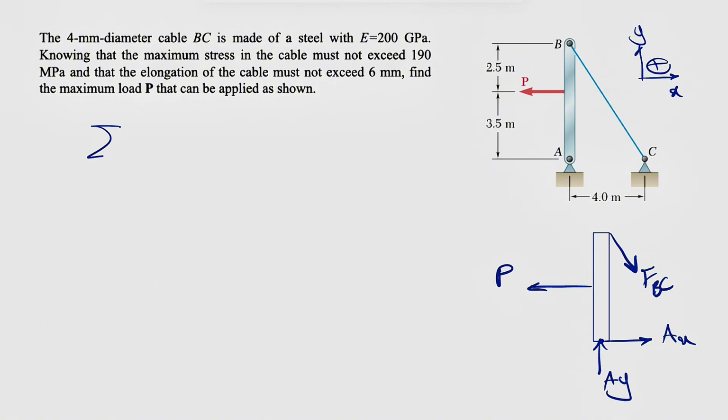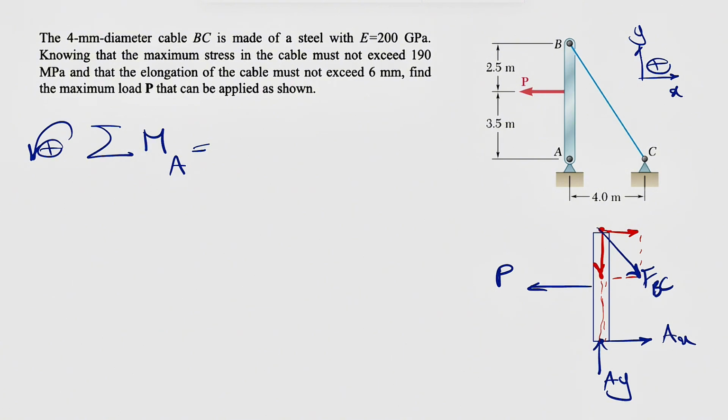Since we are interested in FBC, if we just do the moment about point A, counterclockwise positive as always, we should be able to find the relationship between FBC and P. So if we try to resolve FBC into two components, one X and one Y, we can see the Y component is going to pass through A, so it won't make any moment. Actually, if we want to show this properly, this should be in the middle, and this will be FBC. So the Y component is going to pass through point A, so it won't make any moment.